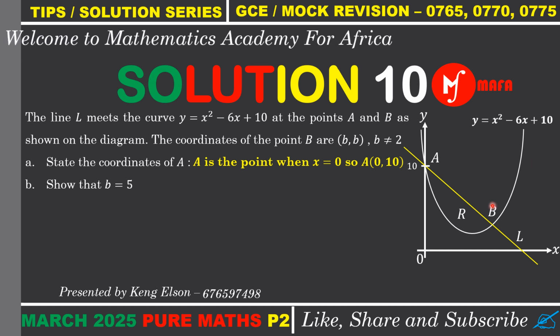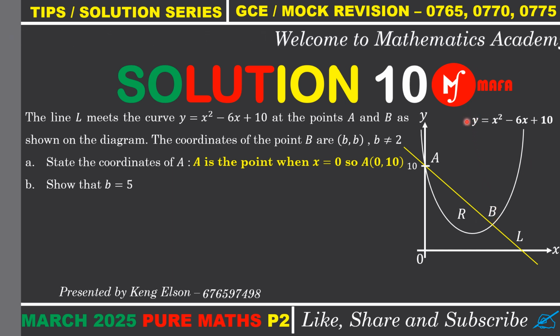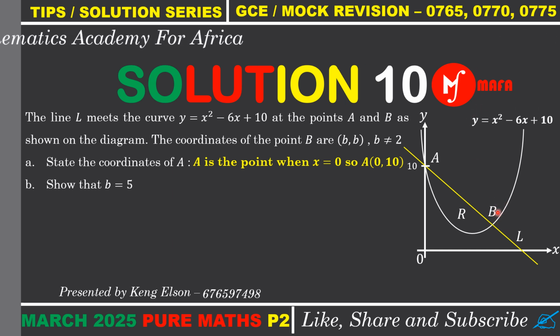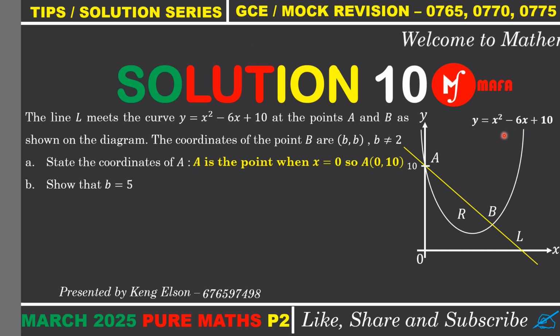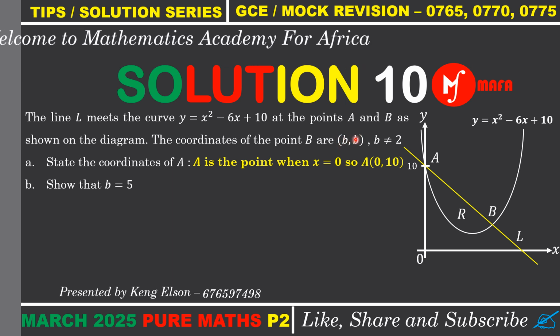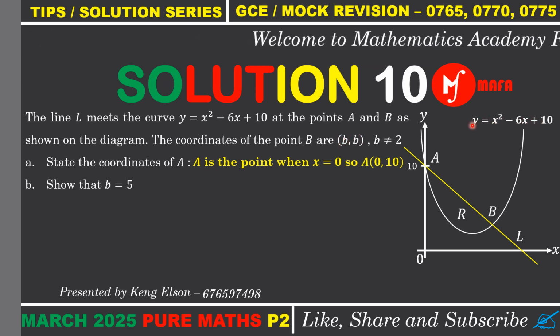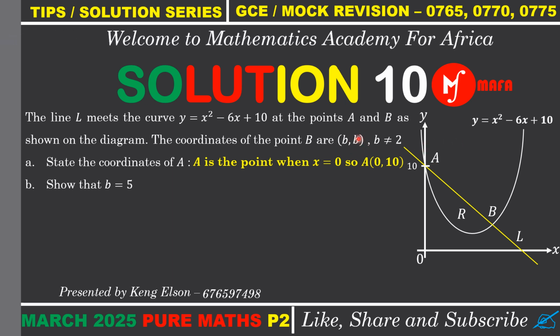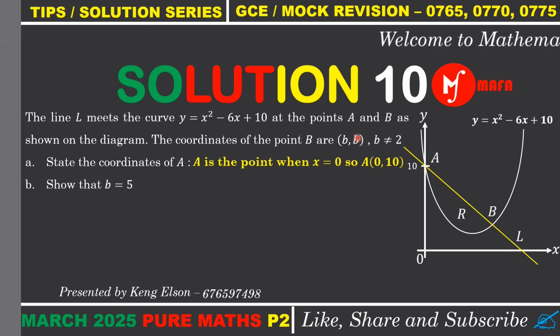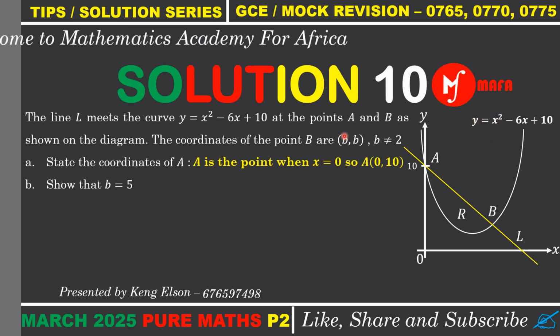Now, what do we mean by saying that a certain point belongs to a certain curve or a certain line? We mean that the x and y coordinates of that point should satisfy the equation of that curve or line. Since the coordinates of B are small b and small b, this x coordinate and y coordinate should satisfy the equation of the quadratic, since we don't have the equation of the line. This means that whenever we replace the x coordinate of the point B with small b, the result must give us the y coordinate, which is also b.